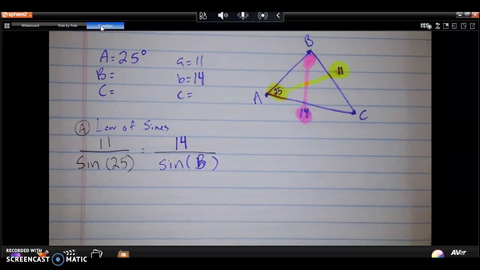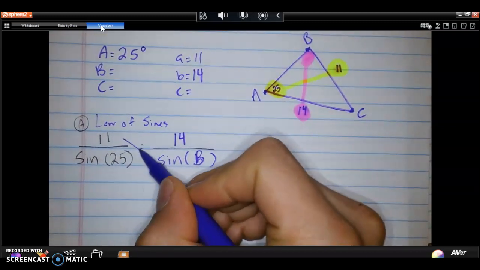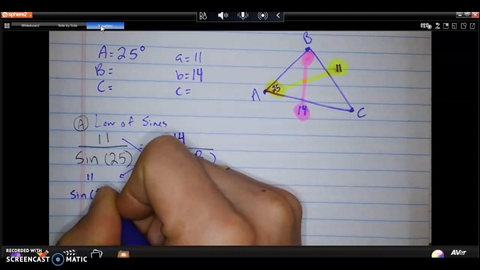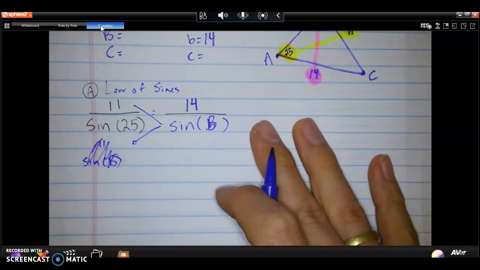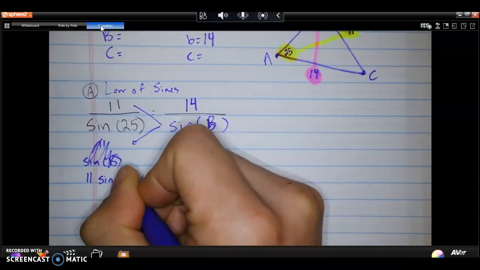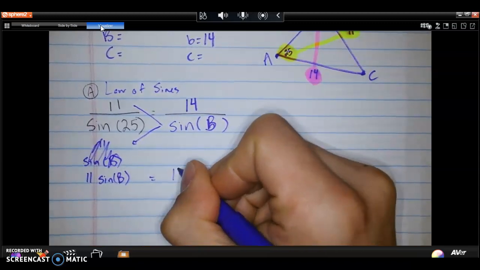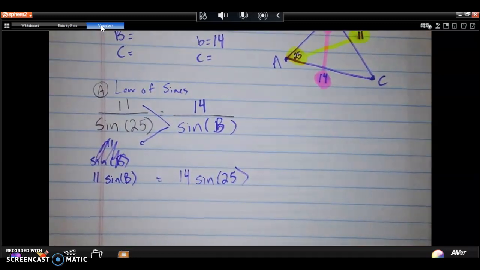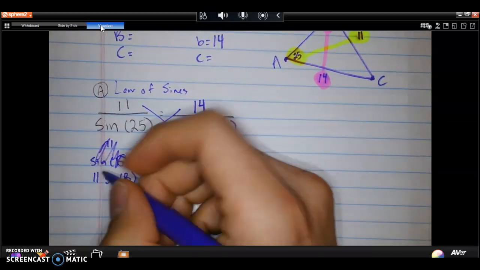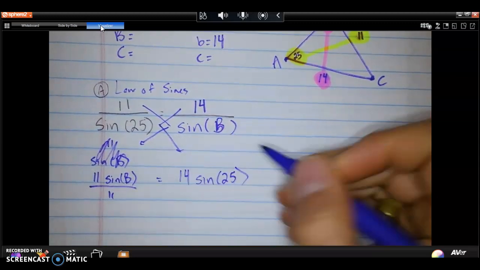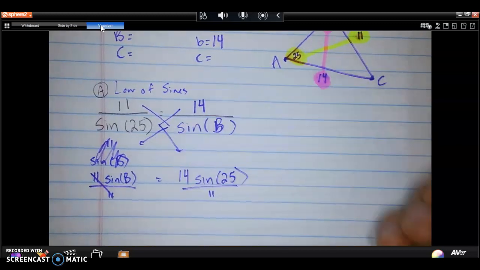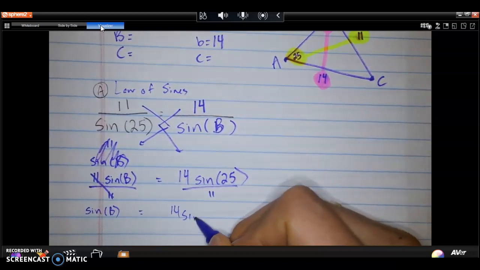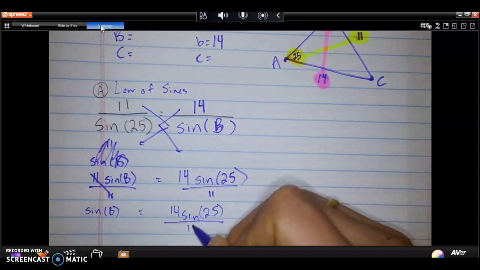So let's dive right into this. We cross multiply. This becomes 11 sine B. Oh, sorry, I'm going to rewrite that. 11 sine of B is equal to 14 sine of 25. Easy enough. We just cross multiply. We divide both sides by 11, because again, we're trying to isolate B here. And we get sine of B equals 14 sine 25 divided by 11.